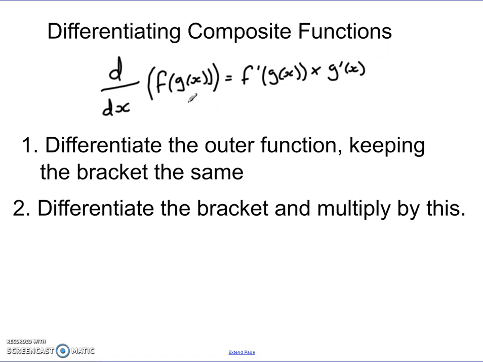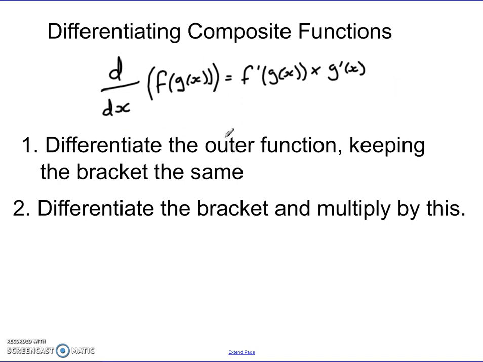So d by dx of f of g of x, so the derivative of our function, which again is a composite function, equals f dashed of g of x times g dashed of x. Now that looks like a slightly more complex formula than you want it to, but actually it's fairly straightforward if you break it down into two simple steps.